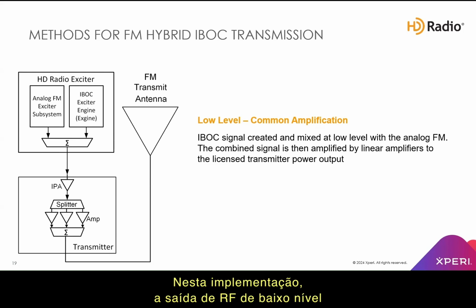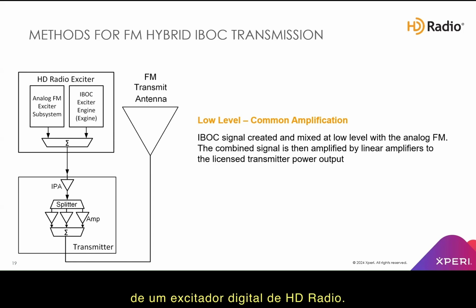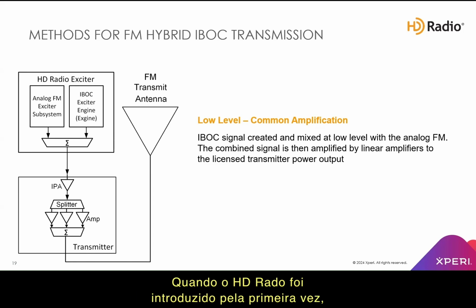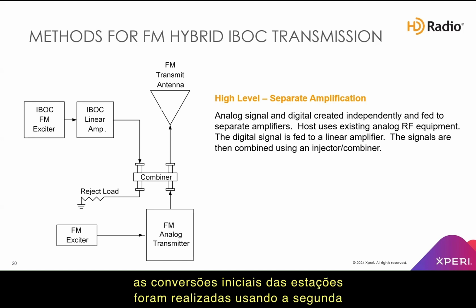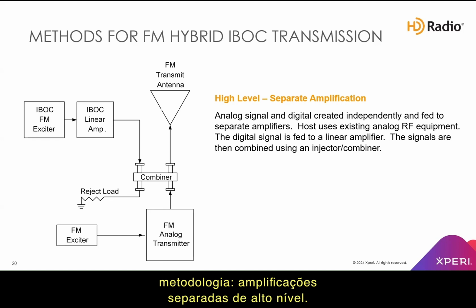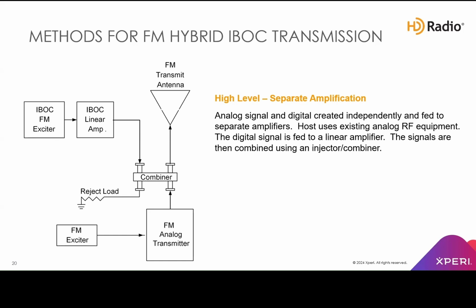In this implementation, the low-level RF output of an analog FM exciter is combined with the output of an HD Radio digital exciter. When HD Radio was first introduced, initial station conversions were accomplished using the second methodology, high-level separate amplification. This one uses one of the three methods to combine the analog and digital signals.